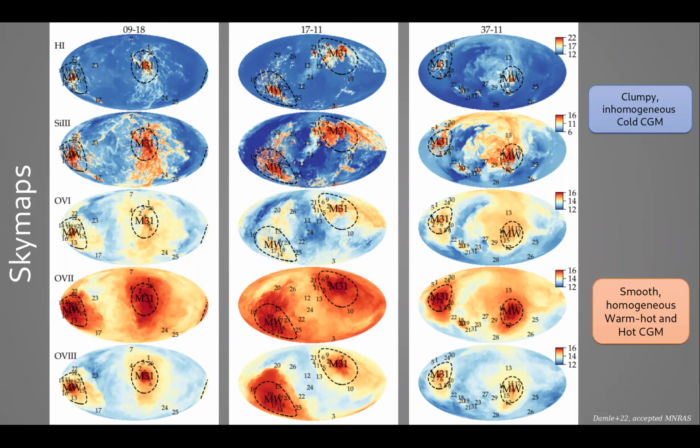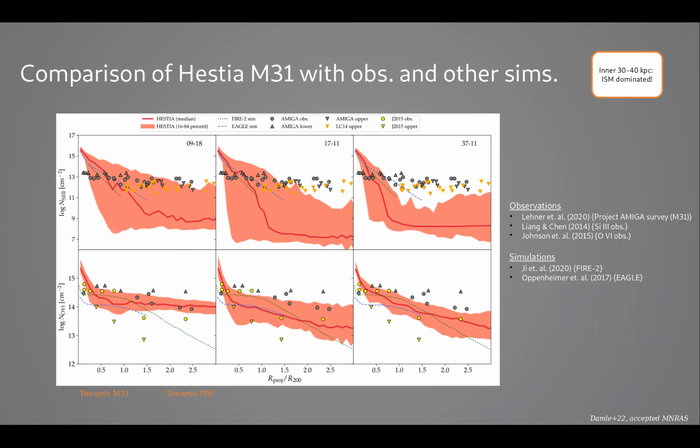We also generate radial ion column density profiles. As a next step, we pick up Si III and O VI column densities from FIRE-2 and EAGLE simulations, while we use Project AMIGA survey results on the observational side for comparison. Beyond one virial radius, the simulated column densities are seen to drop much faster as compared to observations.